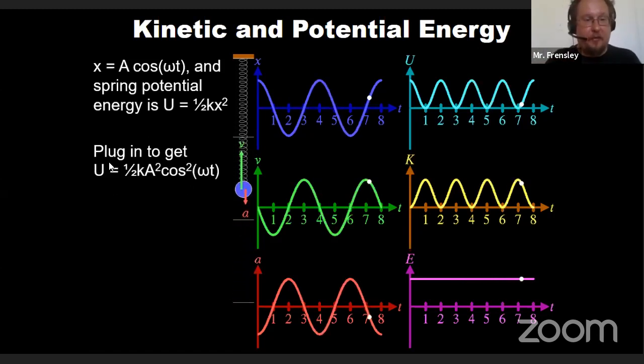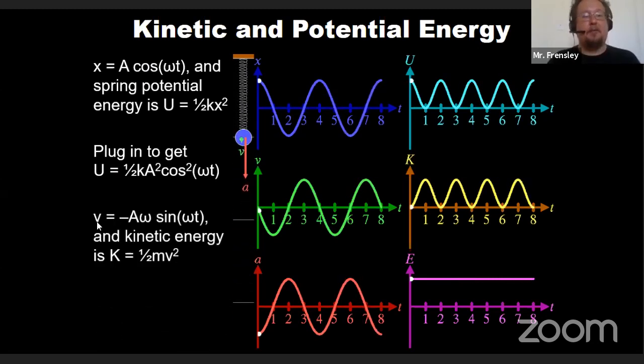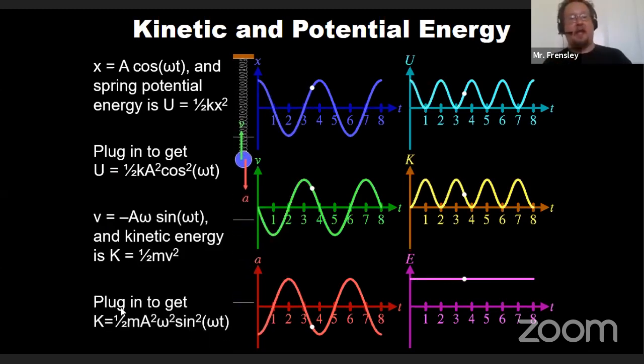Just so you know, you could come up with a function for this. All you got to do is just say U equals 1/2 kx squared, and x is a cosine omega t. So you just get a cosine squared function. Isn't that delicious? Plug in v equals negative a omega sine omega t into 1/2 mv squared, and you'll get this, yuck. That's pretty annoying, right?